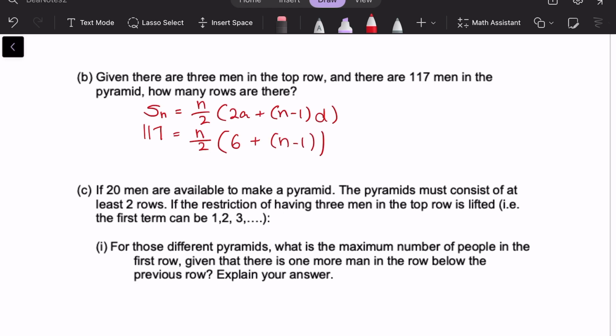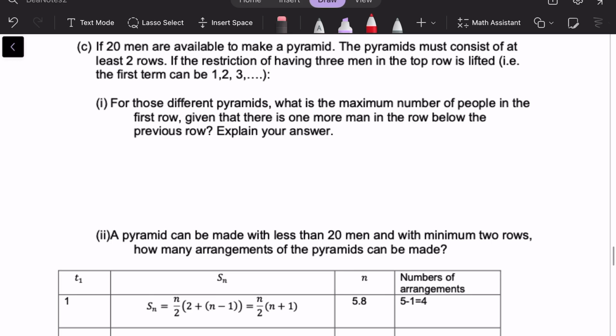So you could maybe solve this by hand, but since this is a ClassPad assumed investigation, I would just recommend for speed purposes, just put it into your ClassPad and it will give you negative 18 or 13. And you disregard negative, right? Because you can't really have a negative number of rows. So 13 rows. Hopefully that was clear.